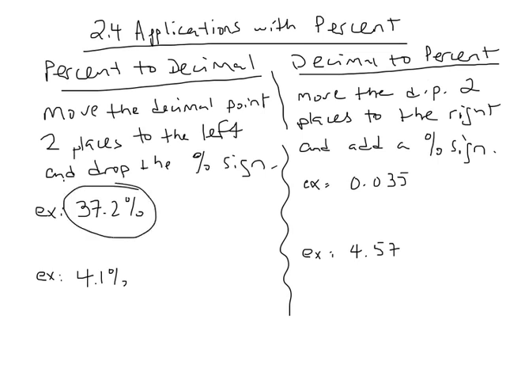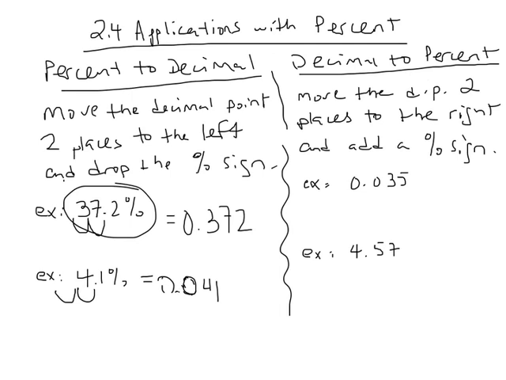So for example, 37.2%, we're going to move that decimal point 2 places to the left, so it becomes 0.372, and we get rid of the percent sign. Here, when we move the decimal point 2 places to the left, when we move it once, it's right in front of the 4, but we have to move it again, so what do you think we're going to do? That's right, we're going to stick a 0 in there. So it is 0.041. Remember, those are zeros, not O's.